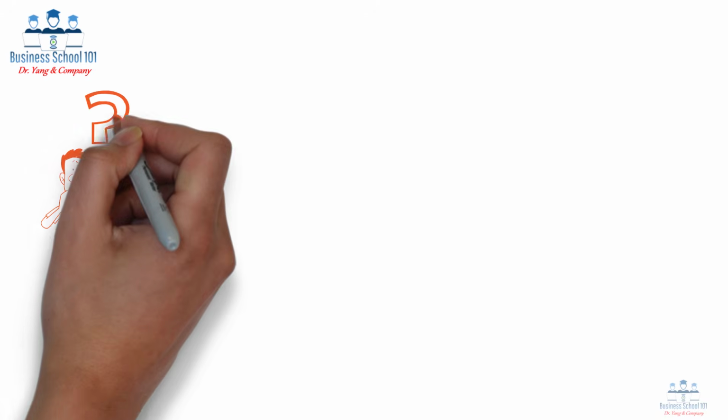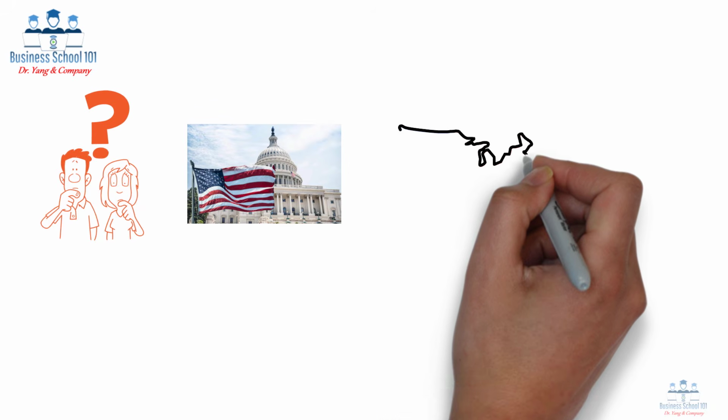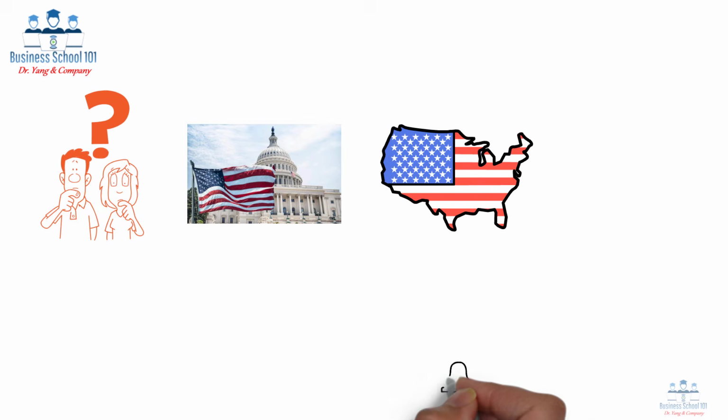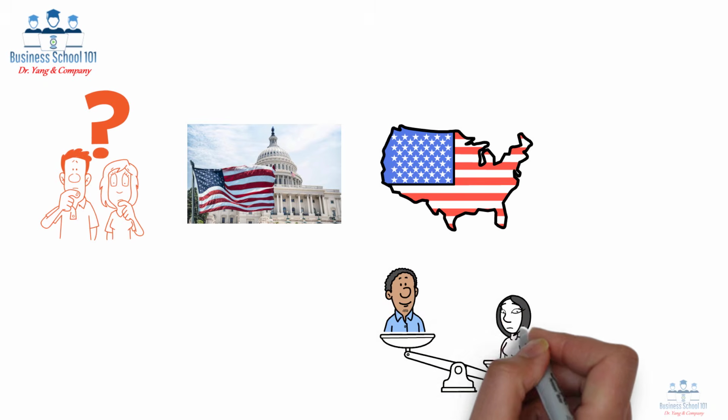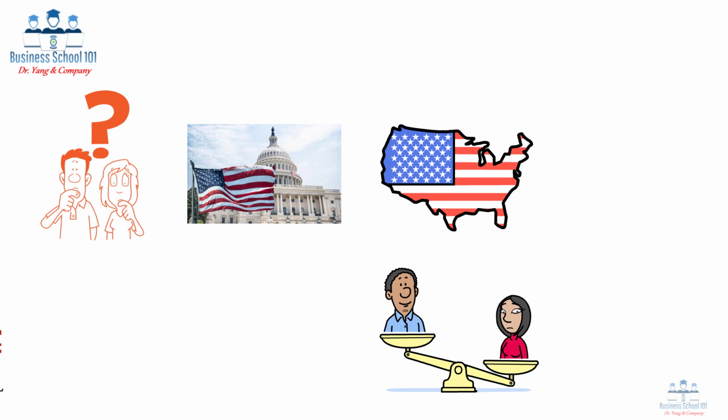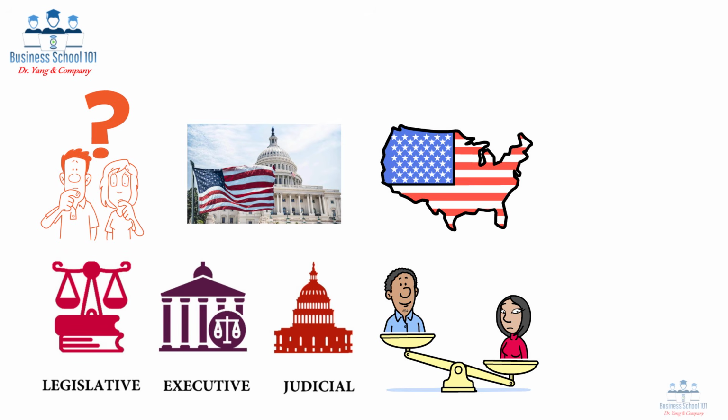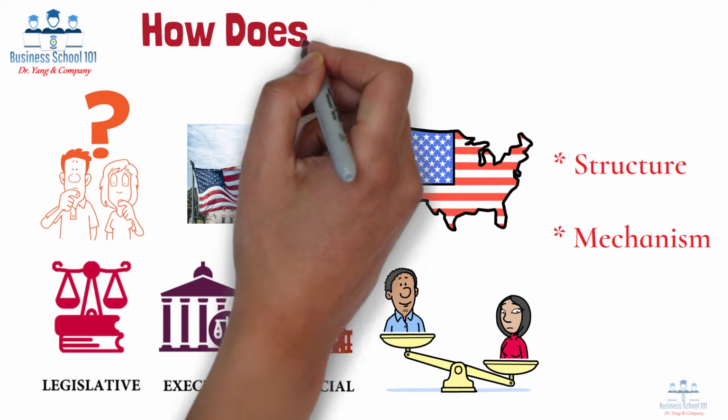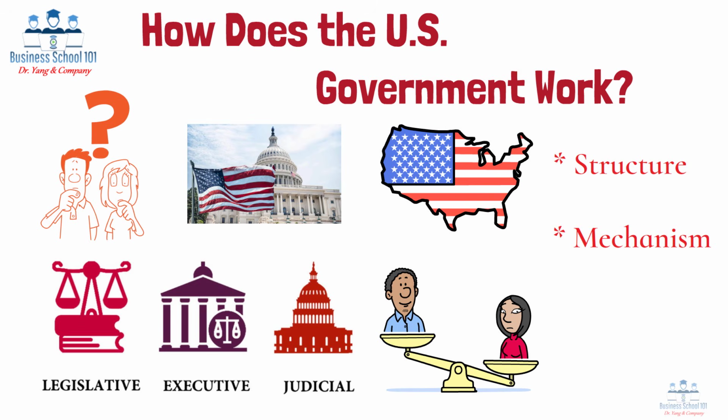Have you ever wondered how the US government makes decisions that shape the entire country? Or how power is balanced to ensure no single branch dominates? The US government operates under a system designed for accountability and fairness. But what are the three branches, how do they work together, and how does the system of checks and balances keep everything in line? Are there some real-world examples? In this video, I'll discuss these questions with you.